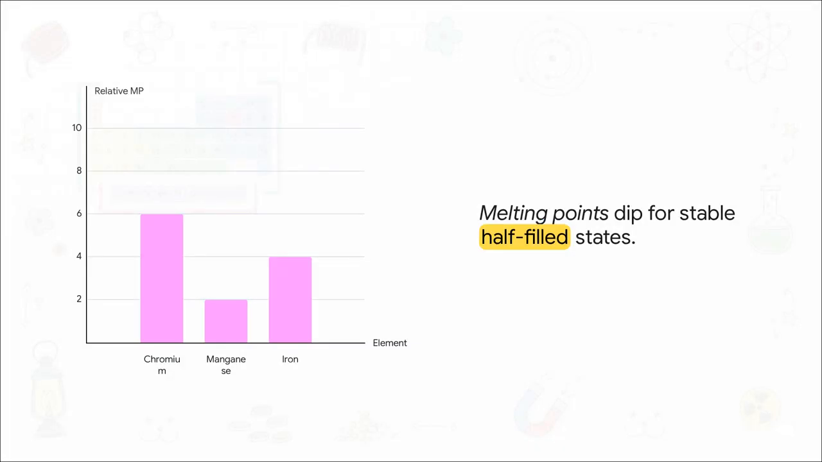This rule of unpaired electrons acting like a glue perfectly explains why melting points shoot straight up as we move from scandium to chromium. But then, right in the middle, at manganese, the melting point suddenly just crashes down before spiking right back up for iron. So why this bizarre dip? Time to go back into detective mode.